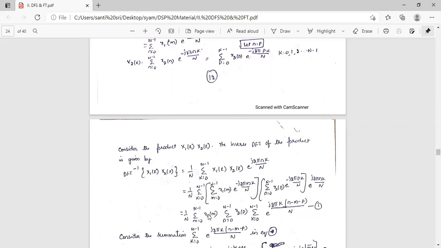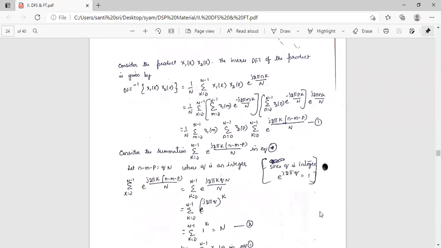So it is 1 by N into sigma m equal to, now rearrange the order of the summation. So m equal to 0 to N minus 1 x1 of m into sigma p equal to 0 to N minus 1 x2 of p into sigma k equal to 0 to N minus 1 e power j 2 pi k into (N minus m minus p) by N. Let it be considered as equation number 1.